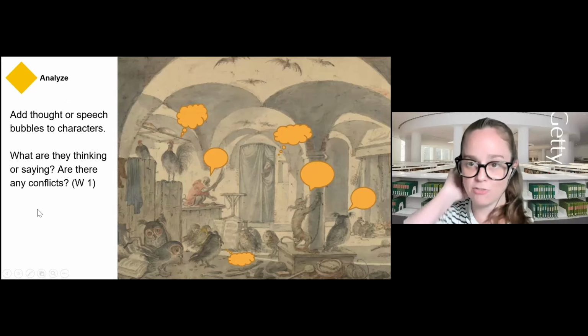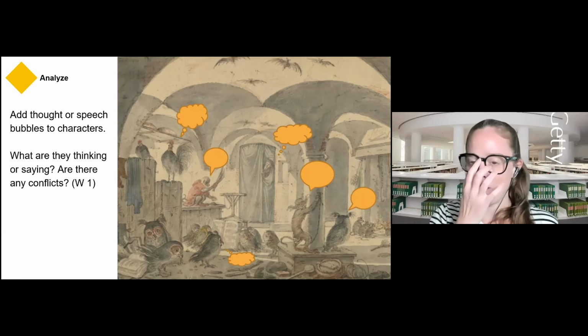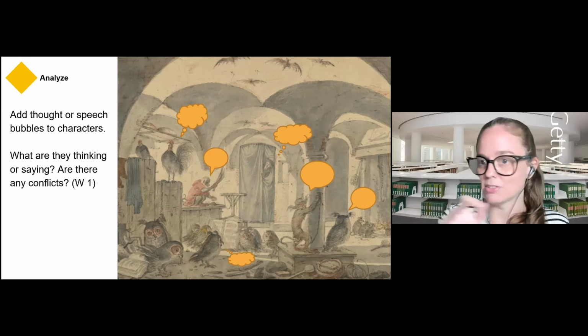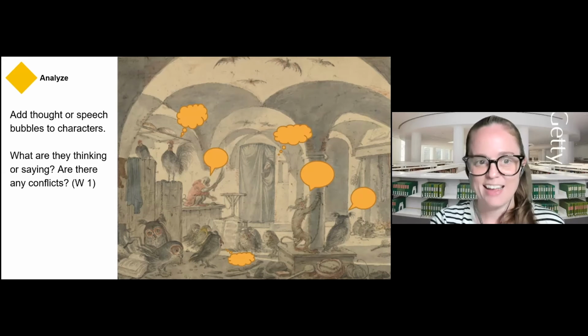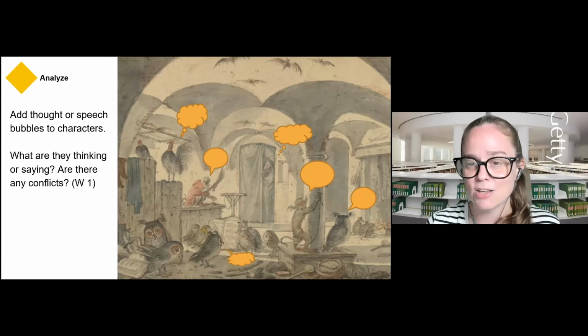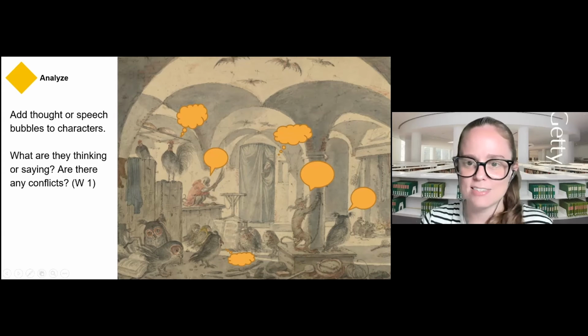And then to figure out the motivations of all of the characters and maybe what they're doing and what they're thinking or saying, you can add speech bubbles to all of the animals and the person and really try to think about what they're saying. Are there any conflicts? Are there certain characters that are talking to each other? Like I see in the front here, the monkey again on the column, he's talking to this owl in the front.